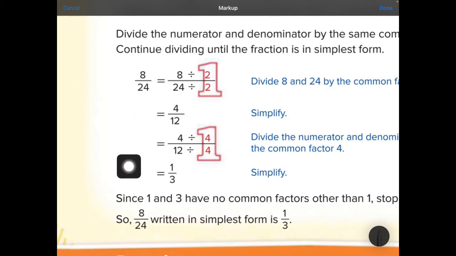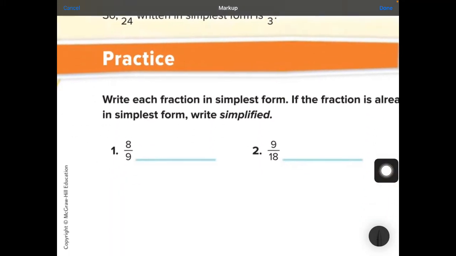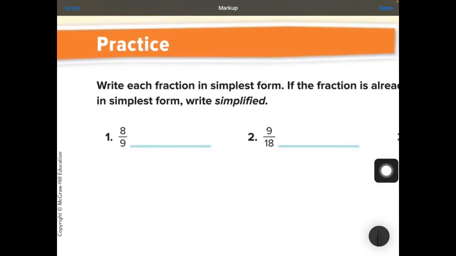8 over 24, they're both even. Divide by 2. Get this number. Realize that they're both even again, and you can divide by 4 to equal 1/3. So the simplest form of 8 over 24 is 1/3. Now, if it is already in its simplest form, you can write this word simplified.